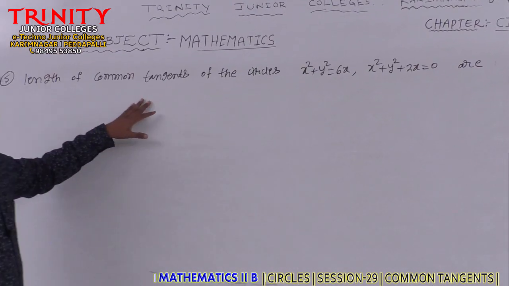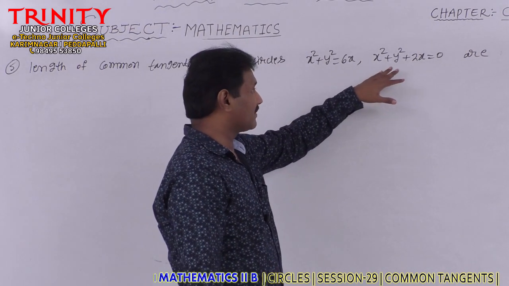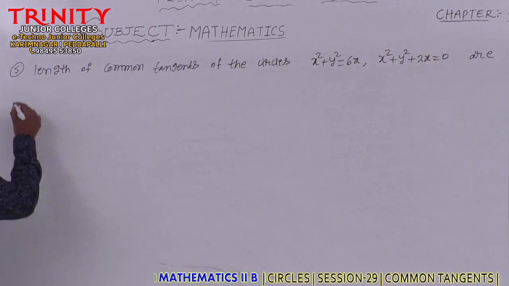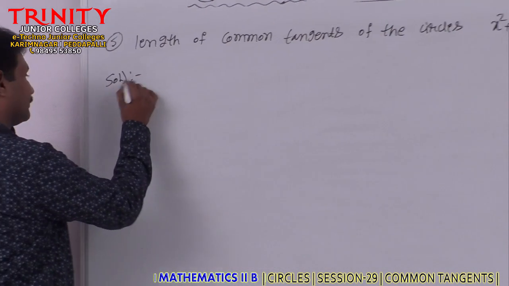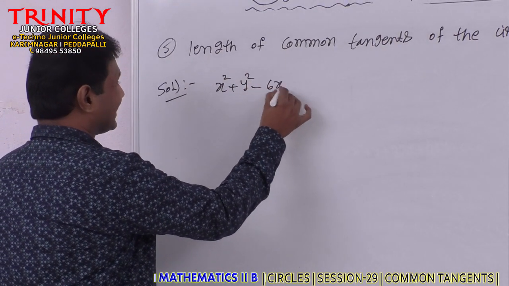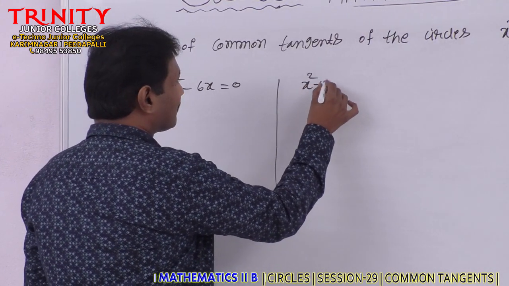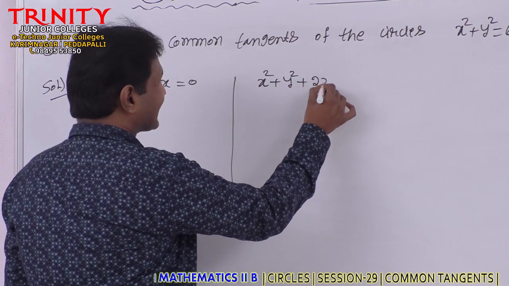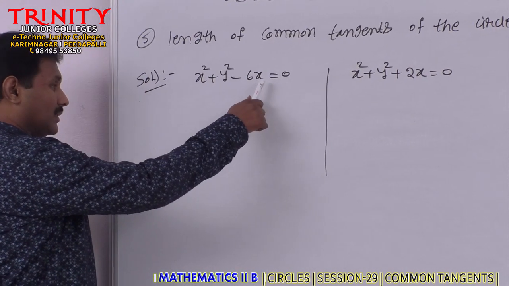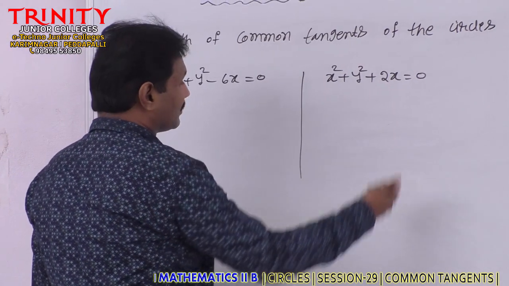Length of common tangents of the circles x² + y² = 6x, x² + y² + 2x = 0 are. The given circles are x² + y² − 6x = 0 and x² + y² + 2x = 0. The first circle passes through the origin. This circle also passes through the origin.